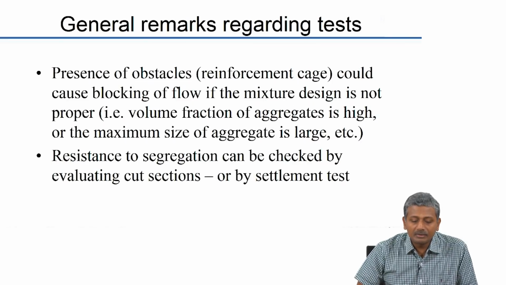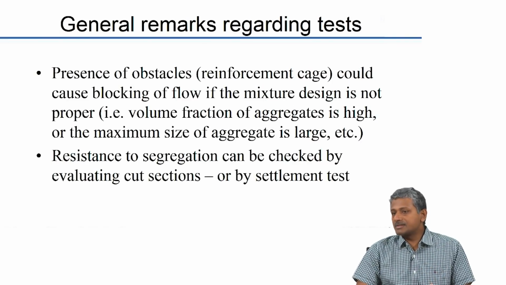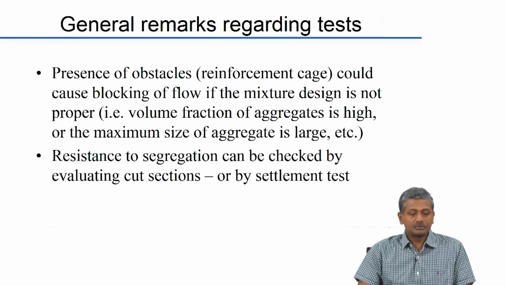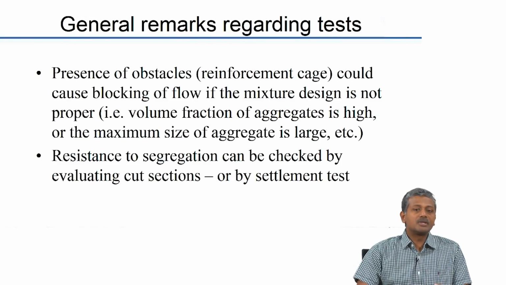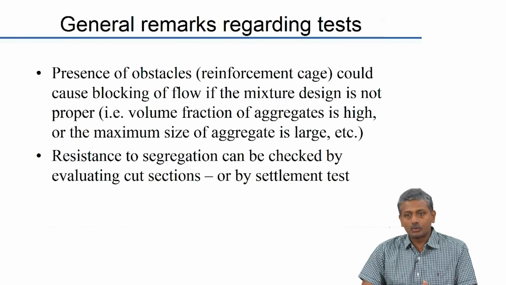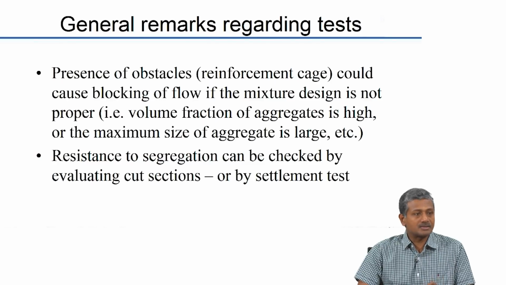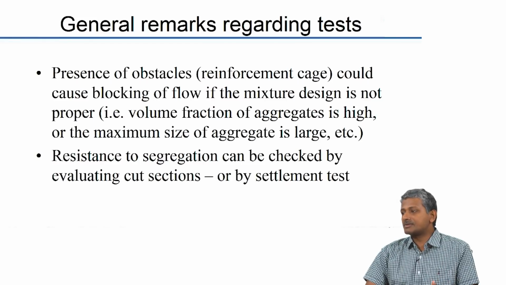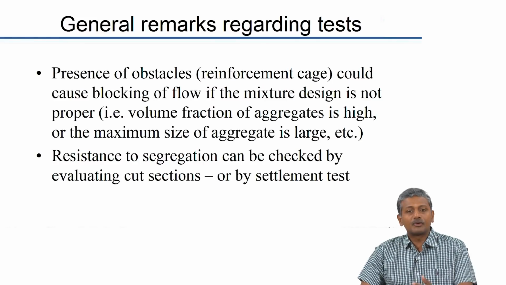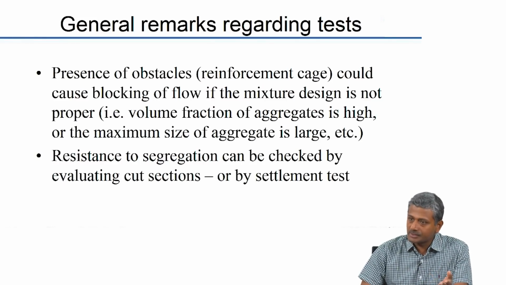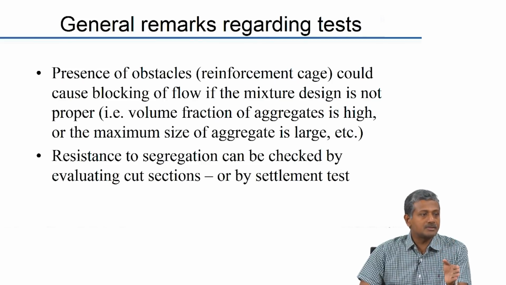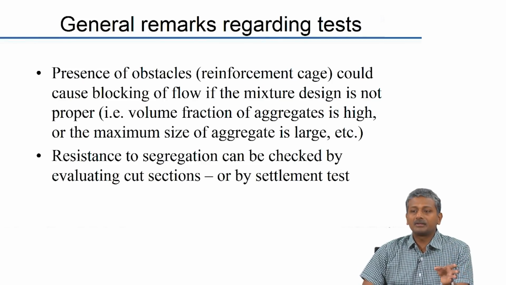Now, in general, what I was talking about earlier is that the presence of obstacles could cause blocking if you do not design your concrete properly, if you have too much coarse aggregate or if you have too large sized coarse aggregate. Okay. And then of course, you can also evaluate resistance to segregation. The simplest way to do that, of course, we already saw that you can do that in a V-funnel test also by letting the concrete sit inside the funnel for some time and then opening the trapdoor.